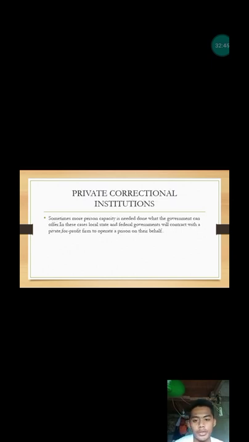Private correctional institutions. Sometimes more prison capacity is needed than the government can offer. In these cases, local, state, and federal governments will contract with a private for-profit firm to operate prisons on their behalf. So private institutions provide the capacity the government needs but cannot offer.